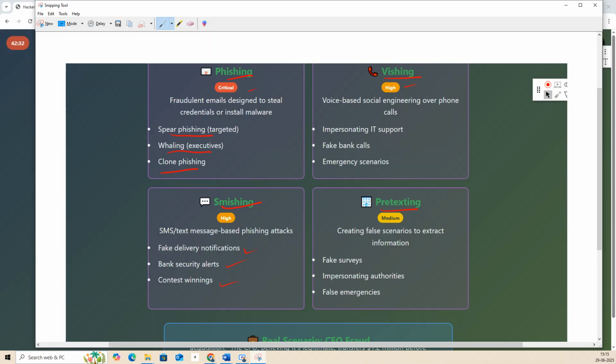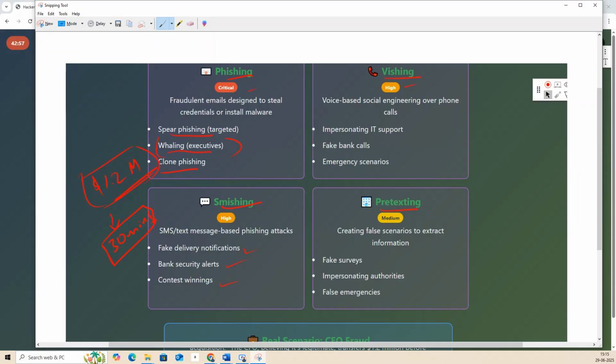Now, let me tell you about a CEO fraud attack that cost one company 1.2 million in just 30 minutes. It was a CEO attack, which means under what category did it go? It went under the whaling category, targeting executives. It was on a Tuesday afternoon.